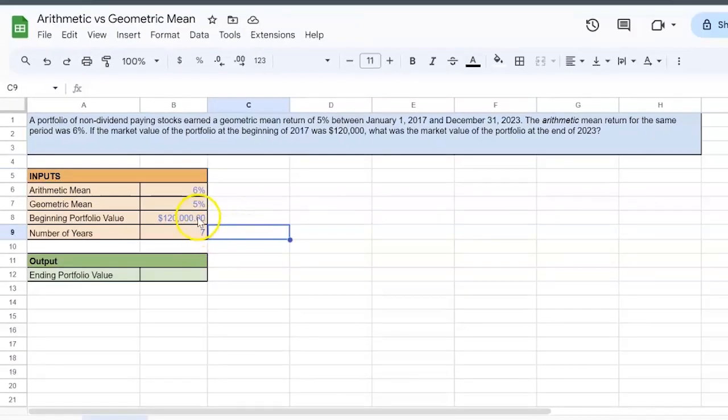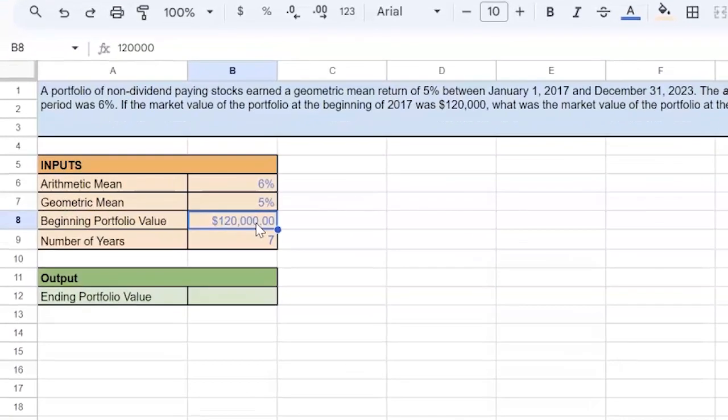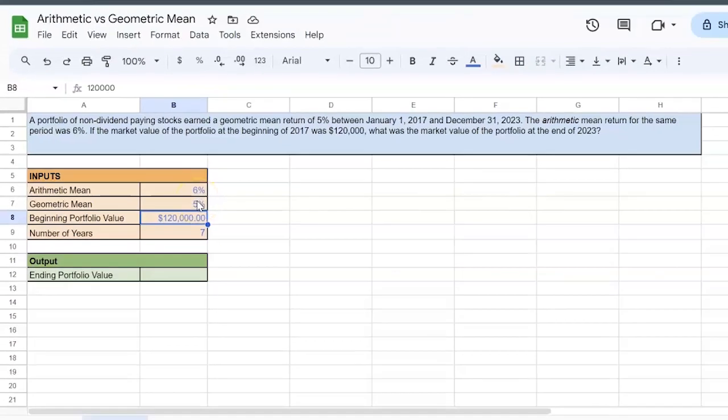Fundamentally, this is a question of whether you want to use the arithmetic mean or the geometric mean to grow this $120,000 over the next 7 years. And for questions like these, you should always use geometric mean and never arithmetic mean. The reason is that the geometric mean is the true representative of the average compounded annual return that you've earned.